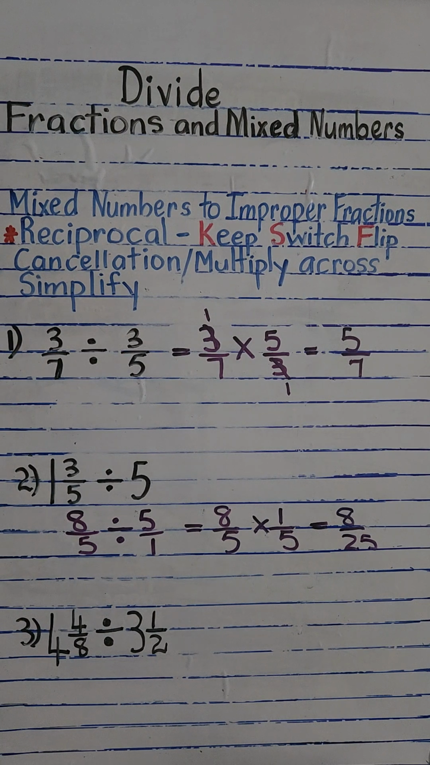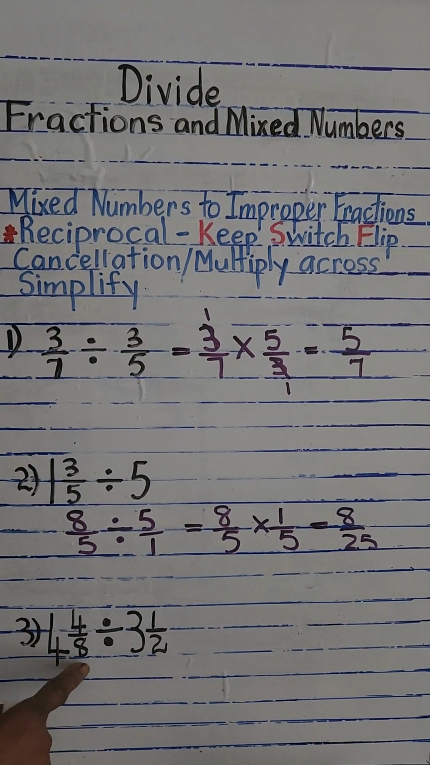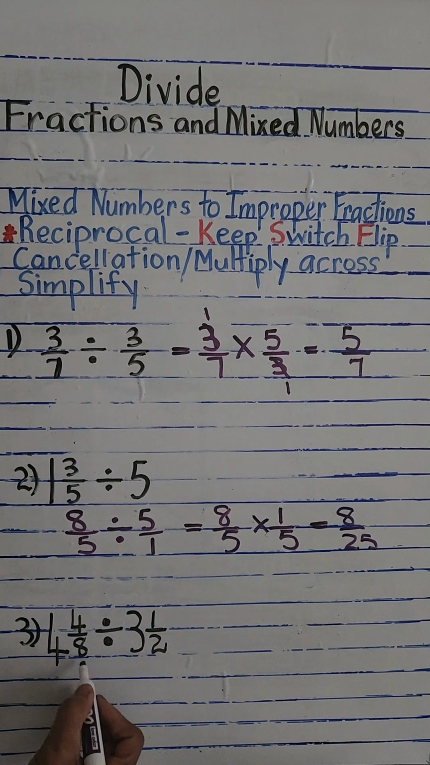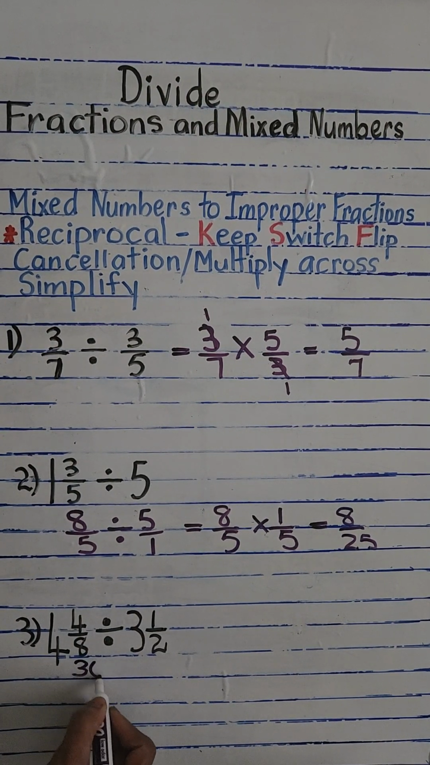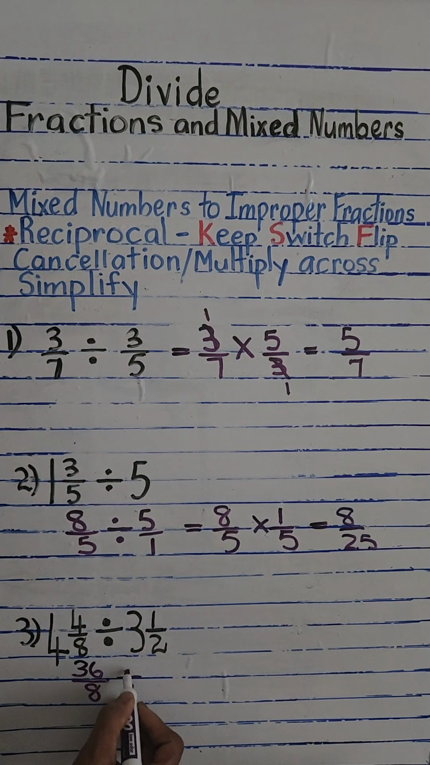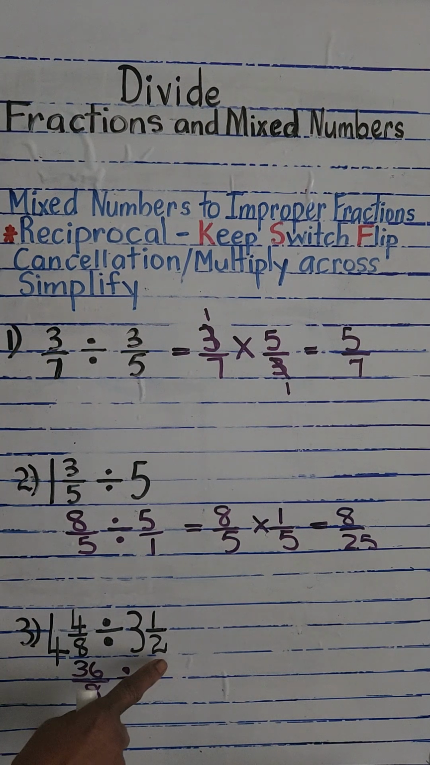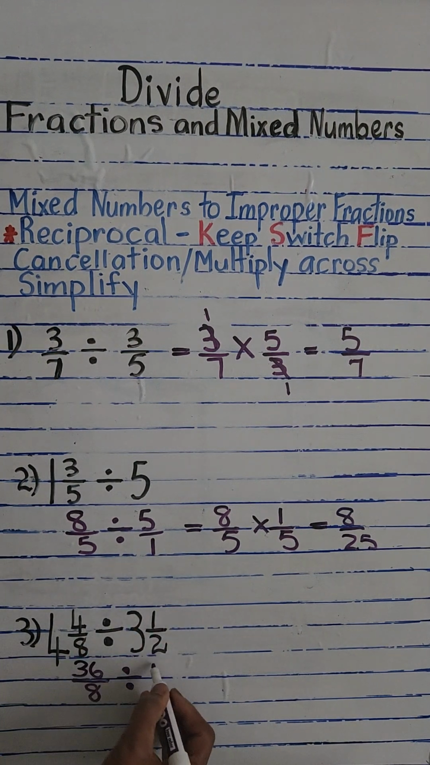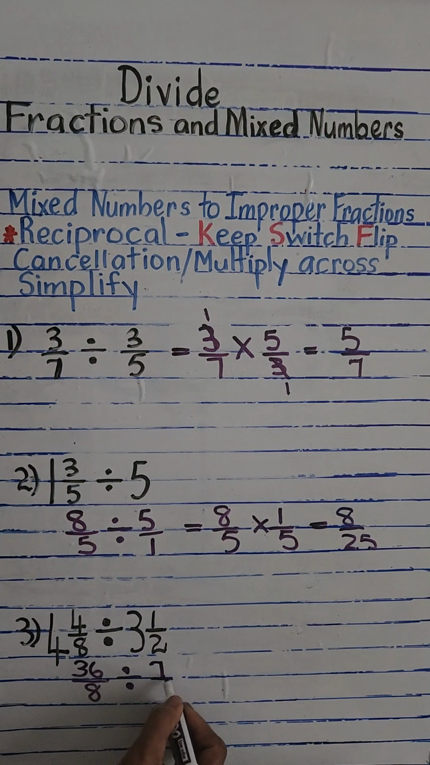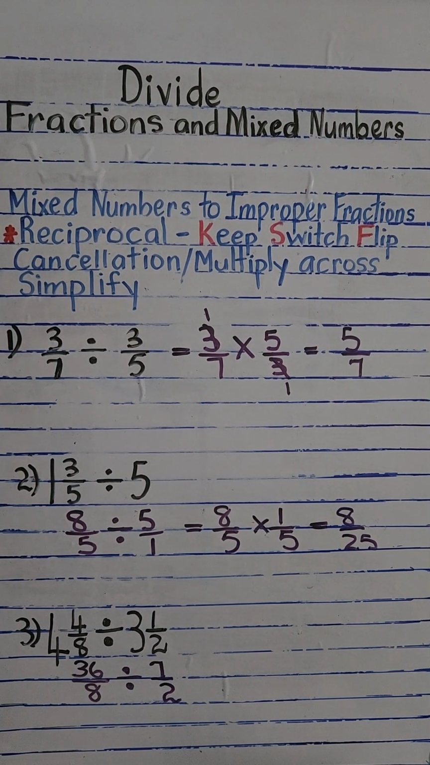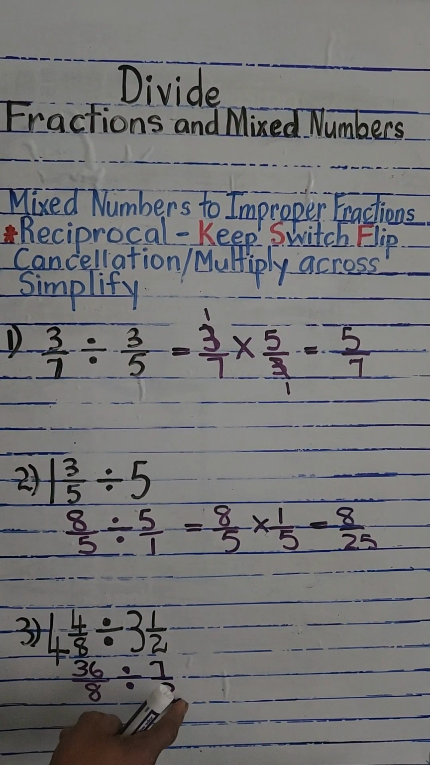Next, 4 and 4 over 8 divided by 3 1/2. First step, change mixed number to improper fraction. 8 4s are 32 and 4 is 36. 36 over 8. Put back our division sign until we are ready to go to the second step. 2 times 3, 6 plus 1, 7 over 2. And now we're ready for the second step, the reciprocal of 7 over 2.